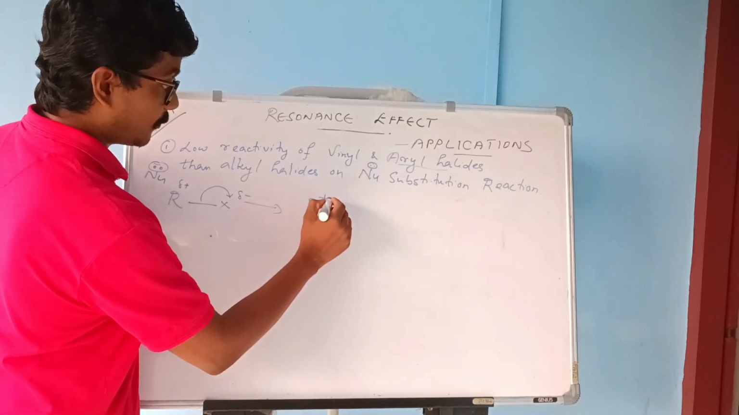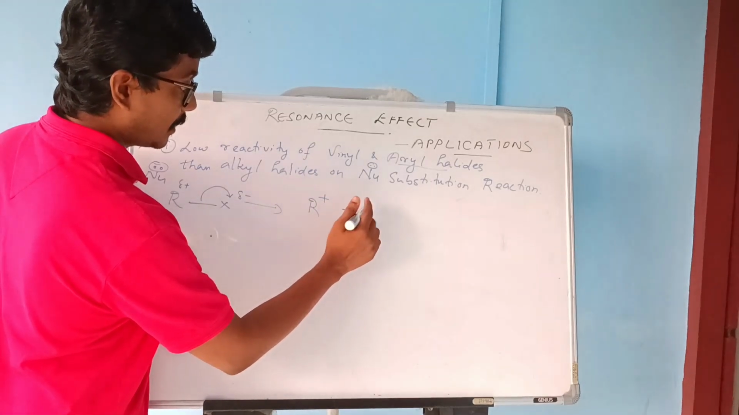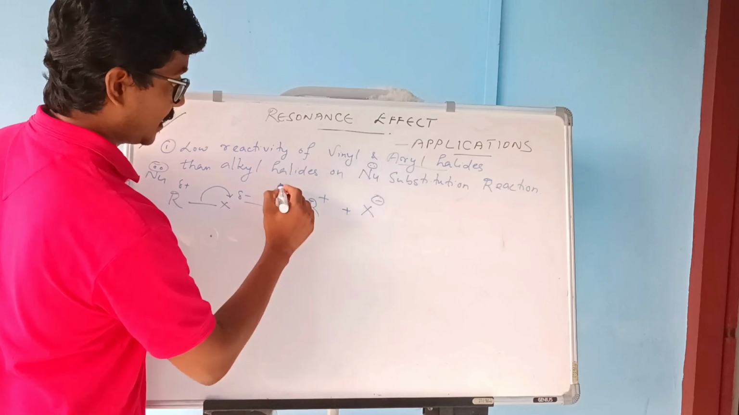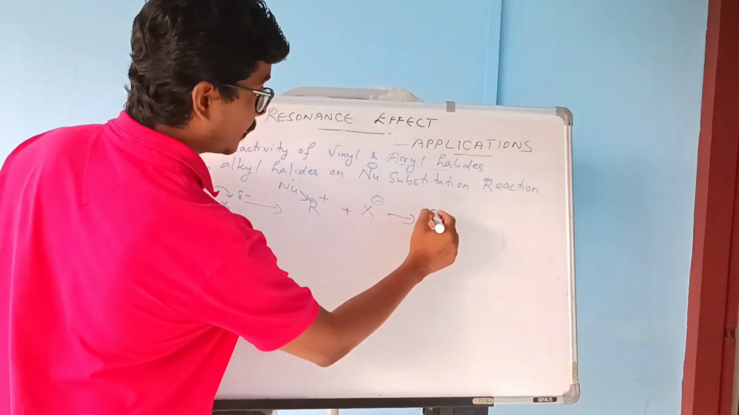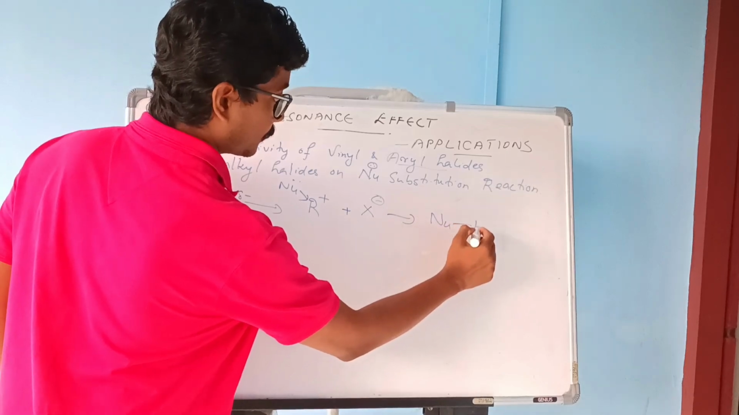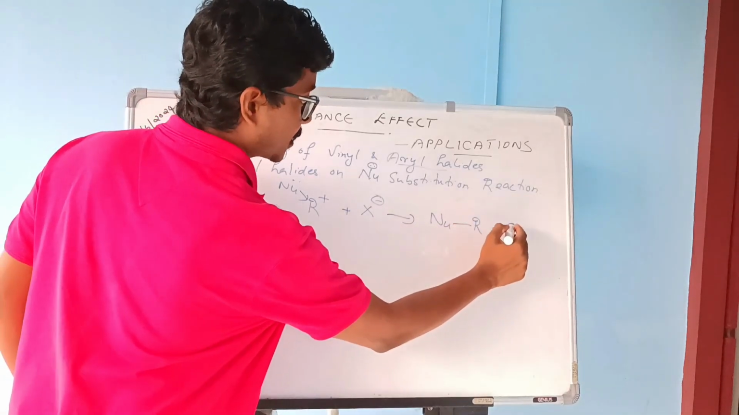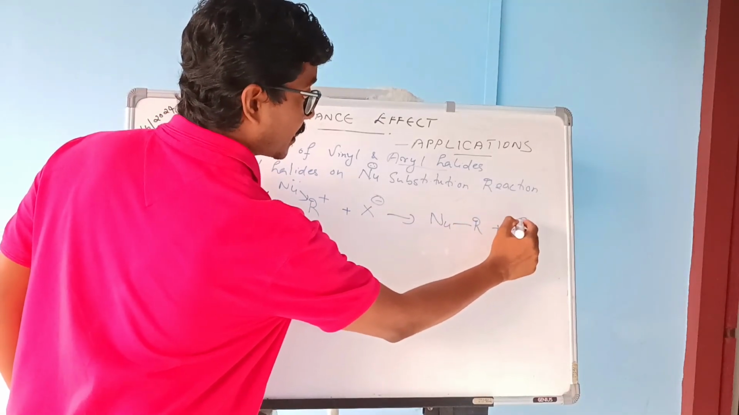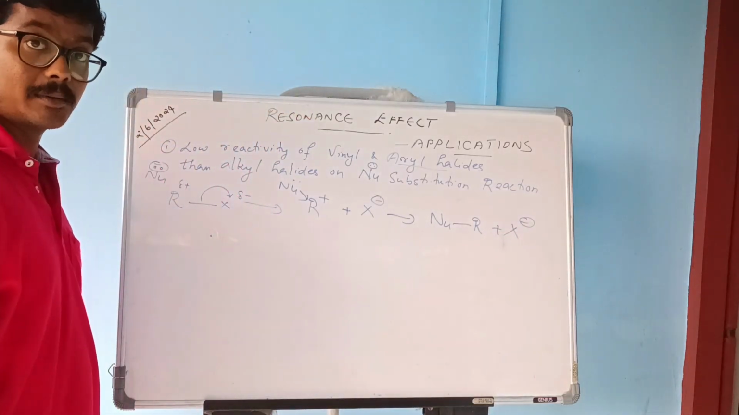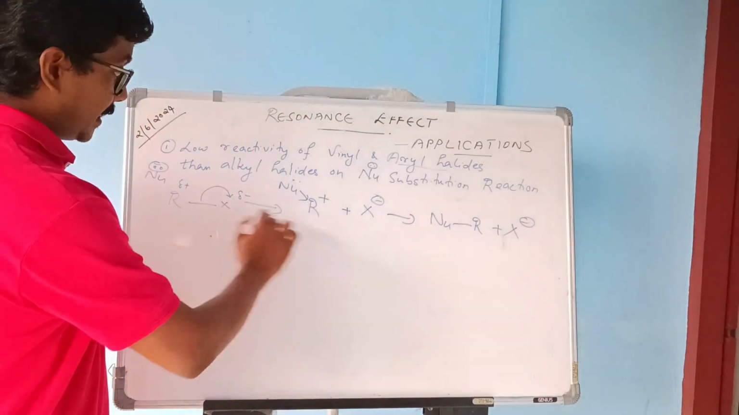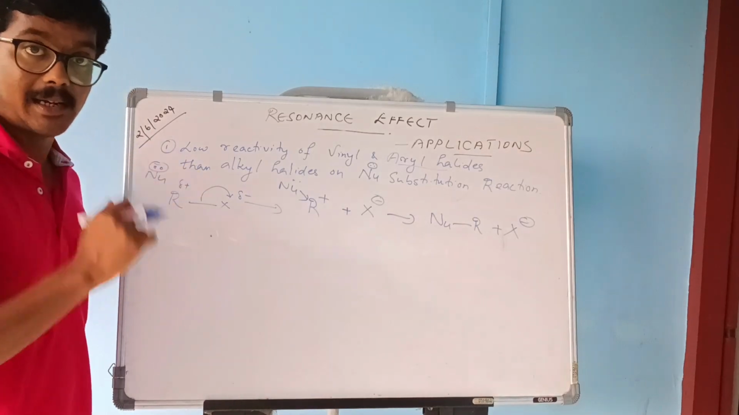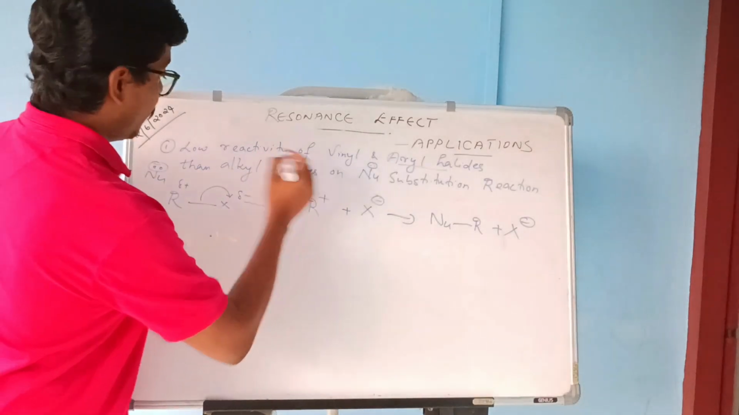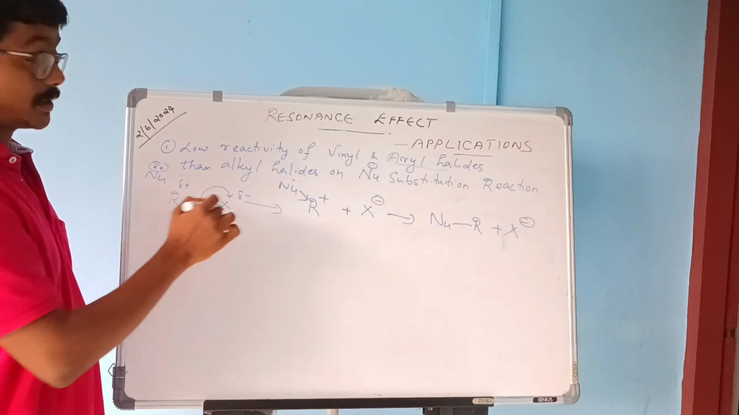a carbocation will form along with a halide ion. This nucleophile then attacks this carbocation, forming a nucleophilic substituted product and halide ion. Right? This is the normal nucleophilic substitution reaction on alkyl halides. But what is the application of resonance on it?